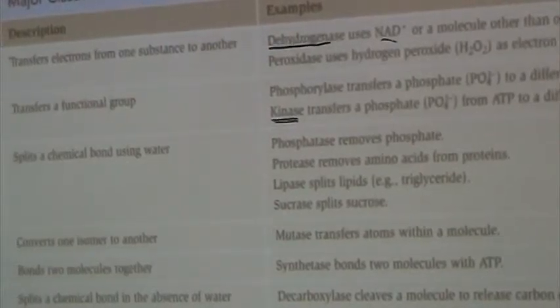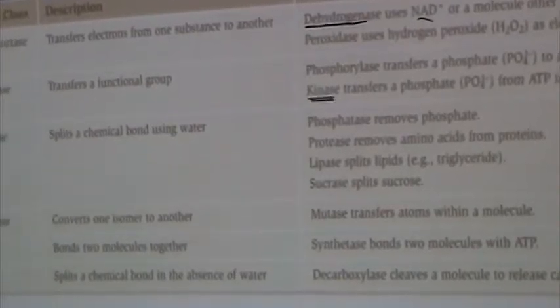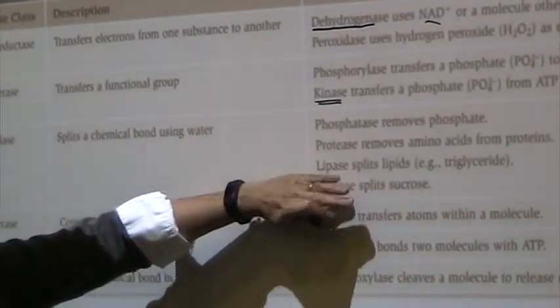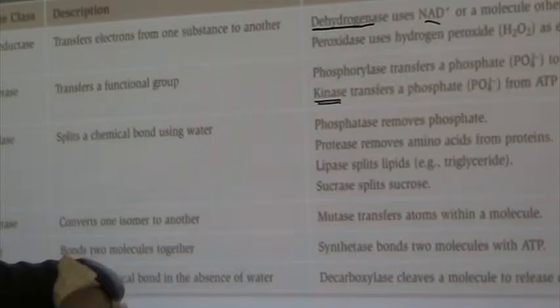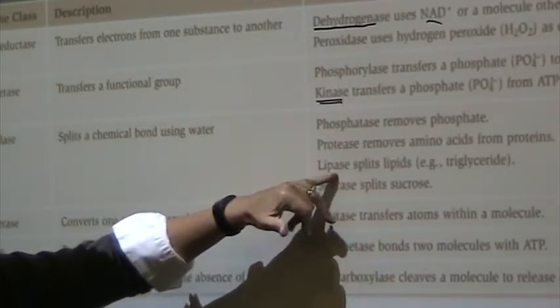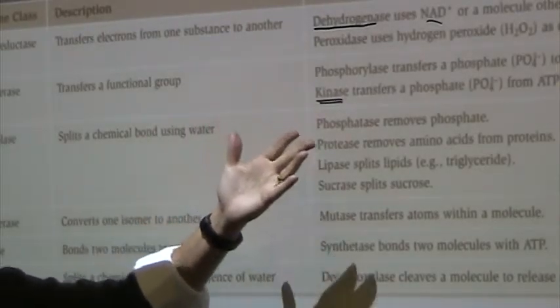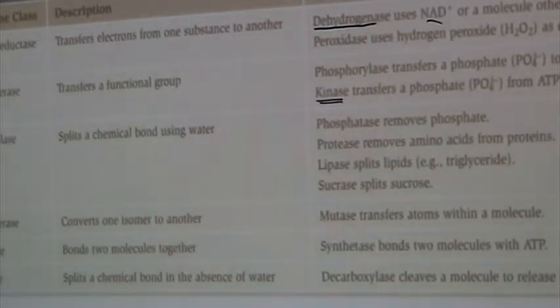Hydro, what do you think? Water. So it splits a chemical bond using water. We'll start with sucrase. It's a hydrolase. What's it split? Sucrose. Lipase? Lipids. Protease? Proteins. Phosphatase? Phosphate. So sometimes just knowing the names, you can sort of figure out what they're doing.